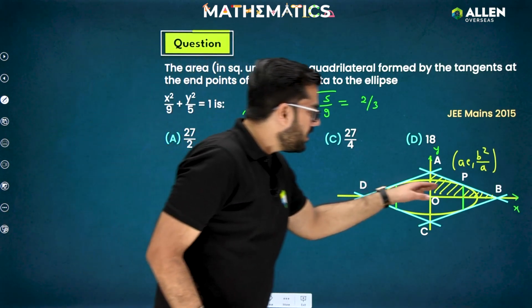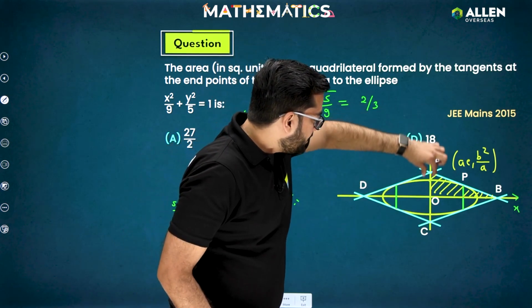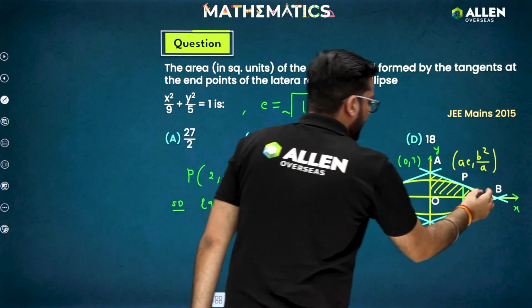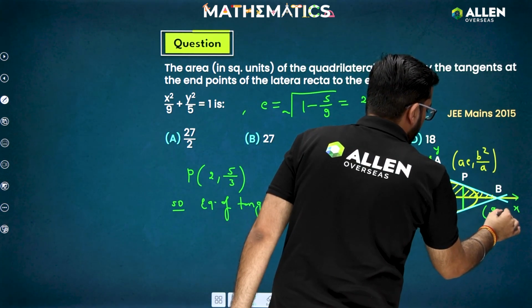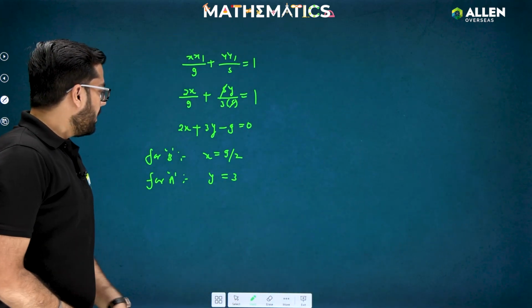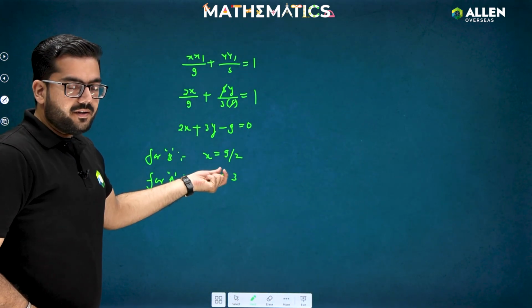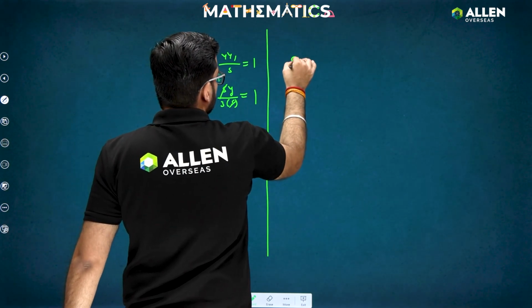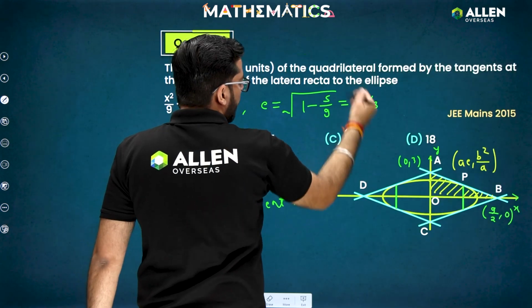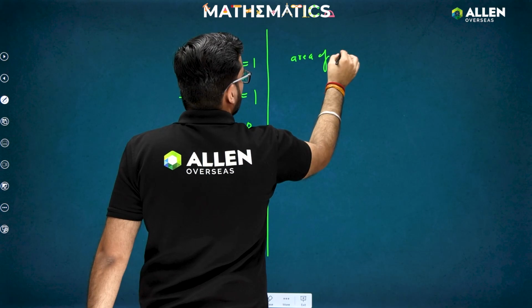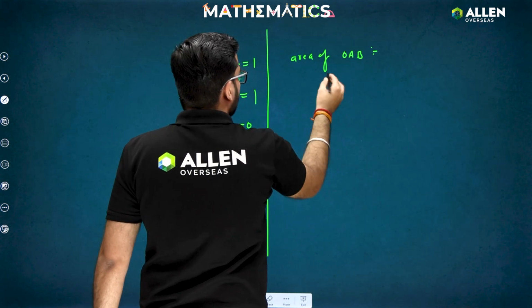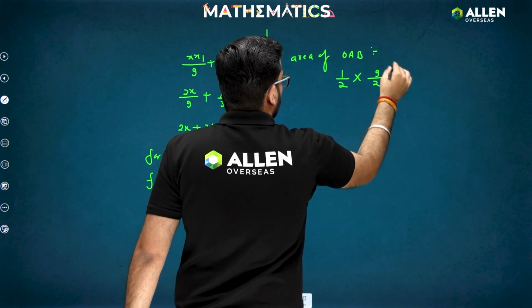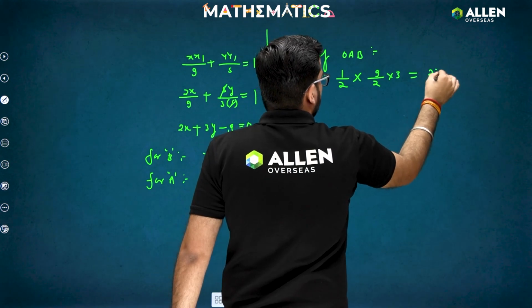Now we have this length, the base as 9 by 2, and this one is 3. Why? Because A is (0, 3) and B we have (9 by 2, 0), right? Now we have the base, we have the height, so we can find very easily the area of the triangle. So the area of triangle AOB, or OAB, whatever, you will get half base into height, that is 9 by 2 into 3. So in short you will get 27 by 4, you know.